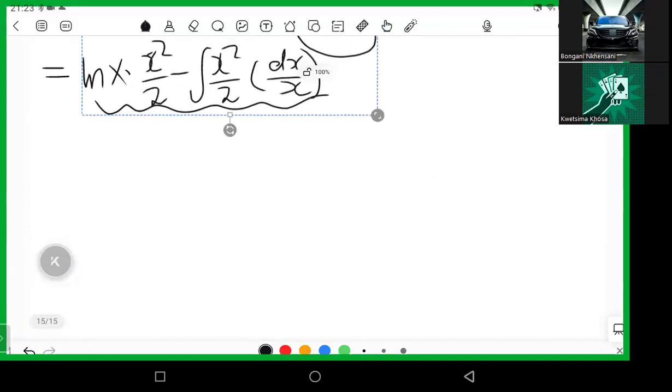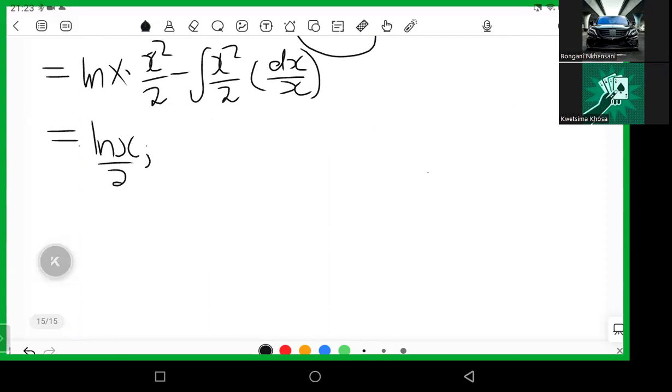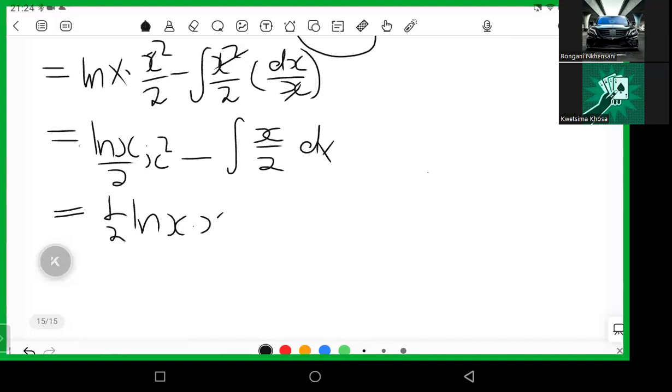So now we must simplify this part. So we'll have ln of x over 2 times x squared, minus the integral of x over 2 dx. And now we're having what? 1 over 2 the ln of x times x squared, minus, we take out the constant 1 over 2, and then we have x dx.